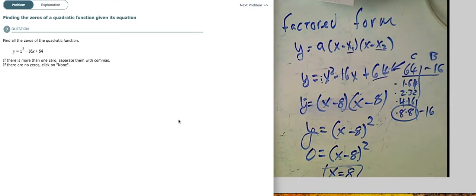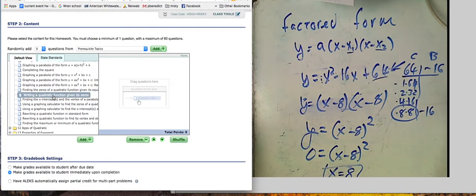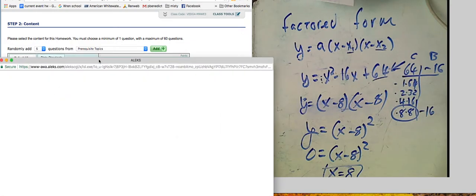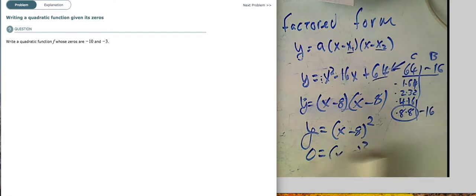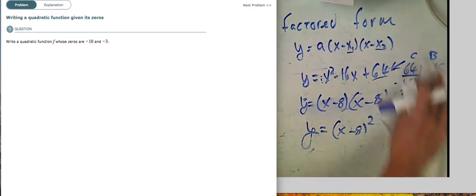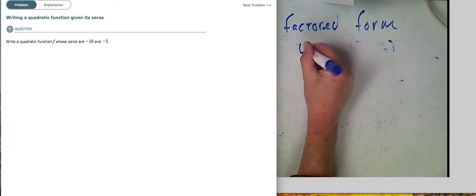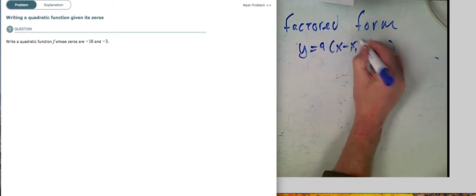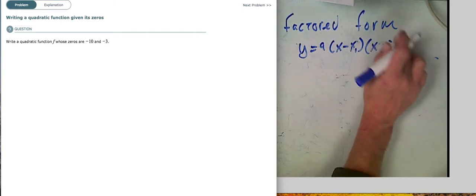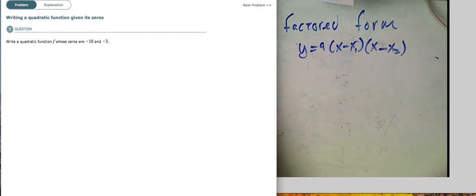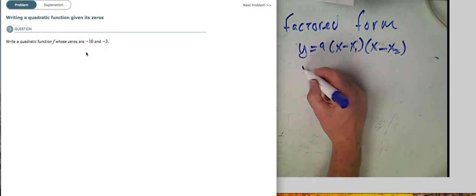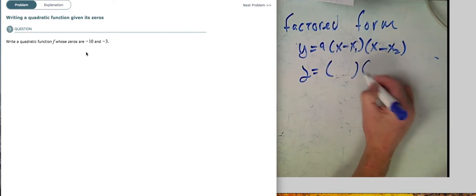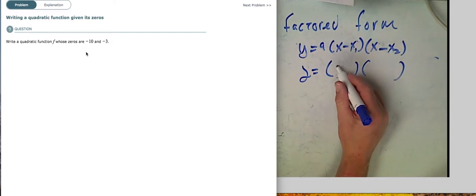So let's talk about one other problem that's in this group of homework, and that's when you're given this one. Write a quadratic equation whose roots, or zeros, are negative 10 and negative 3. Well, all I need to do is write an equation with factors that will give me those zeros, right?